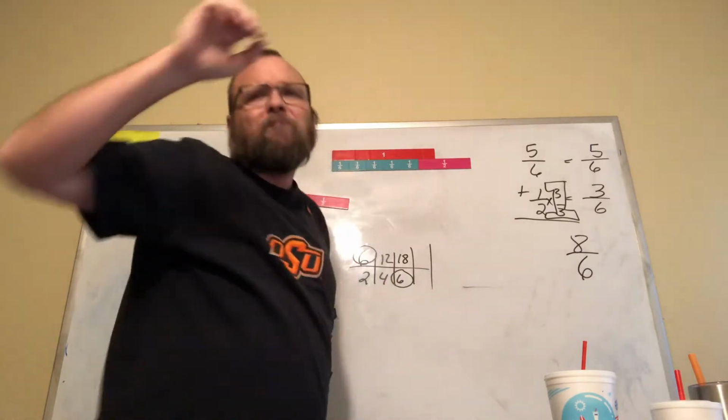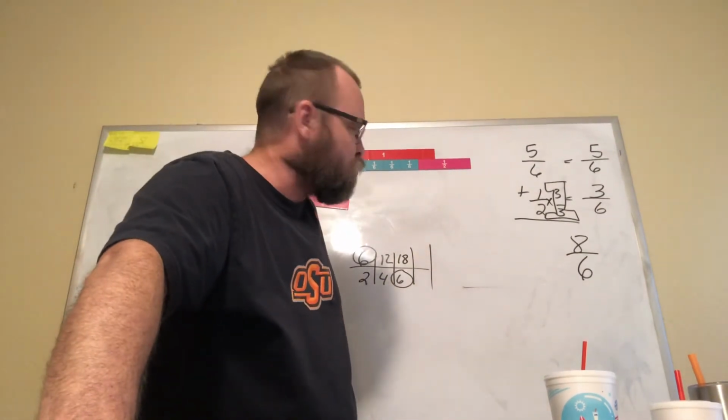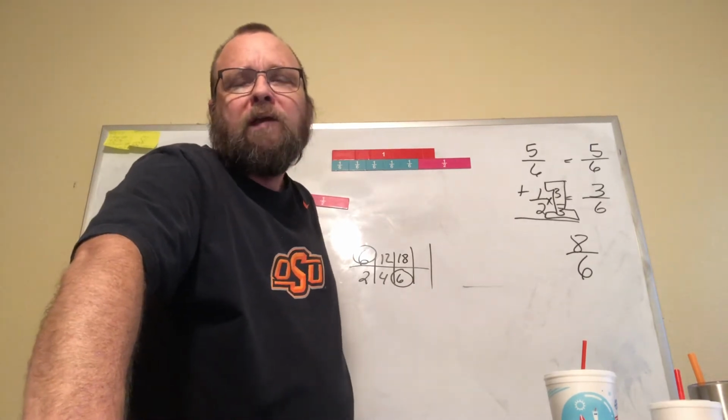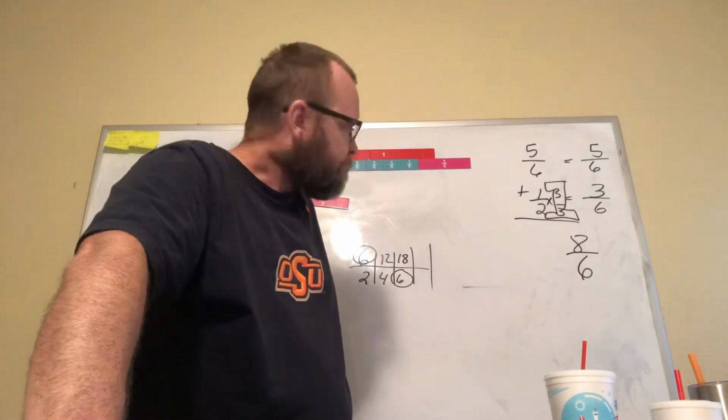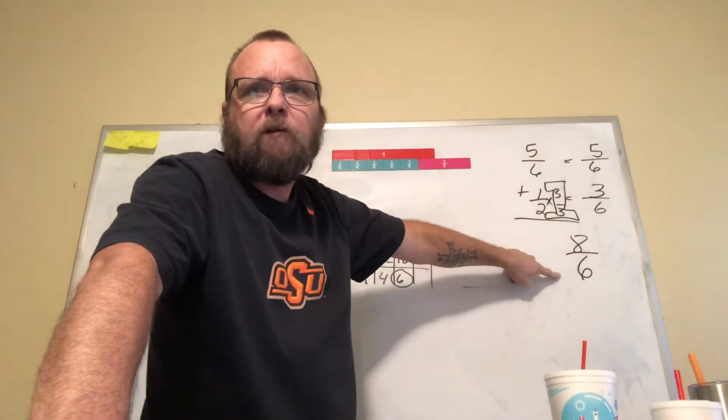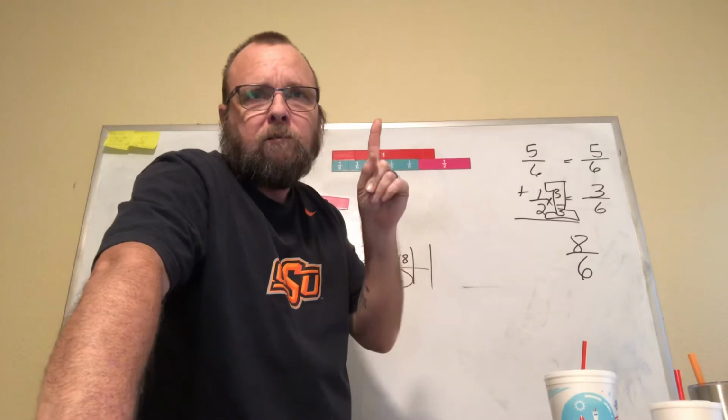So, that is a special type of fraction which we call improper. That is an improper fraction. It's an improper fraction because my numerator is larger than my denominator. We don't like that.